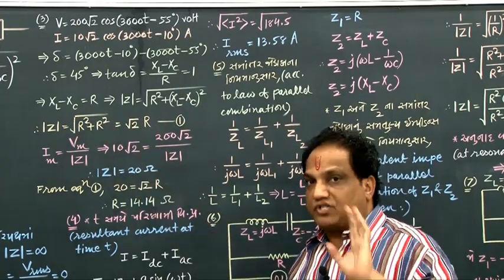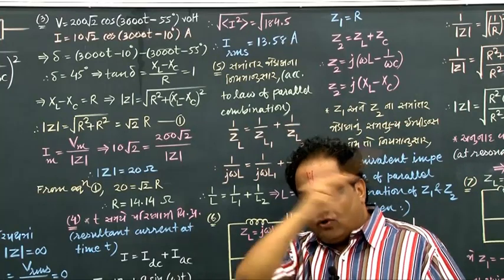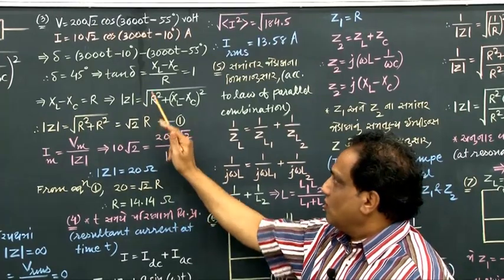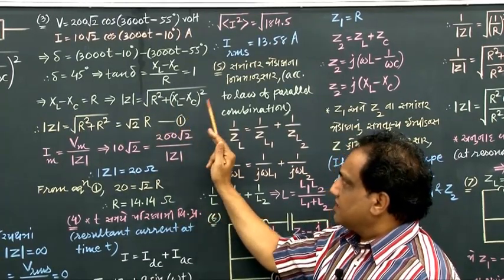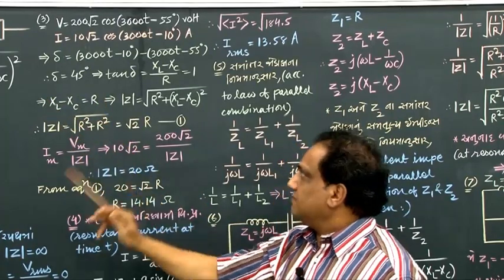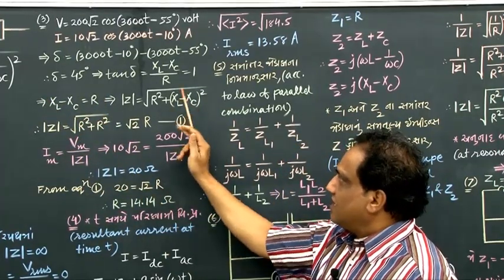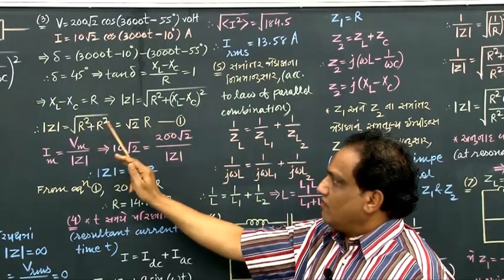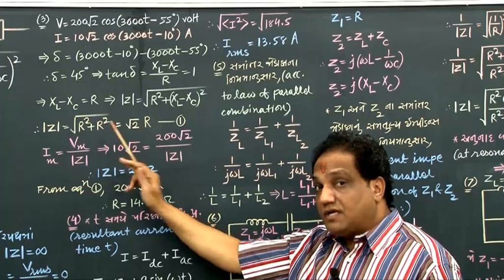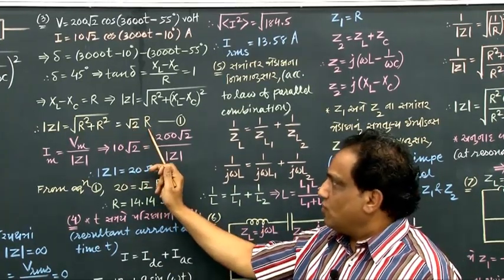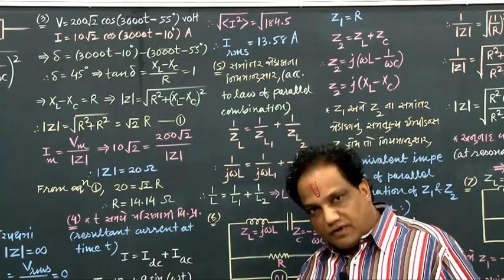Recall the formula of mod Z. What was that formula? Under root of R square plus XL minus XC whole square. In place of XL minus XC, we can write R. So it is now under root of R square plus R square. Under root of R square plus R square means under root of 2R square. Under root of 2R square means what? Root 2 into R. Give it equation number 1.